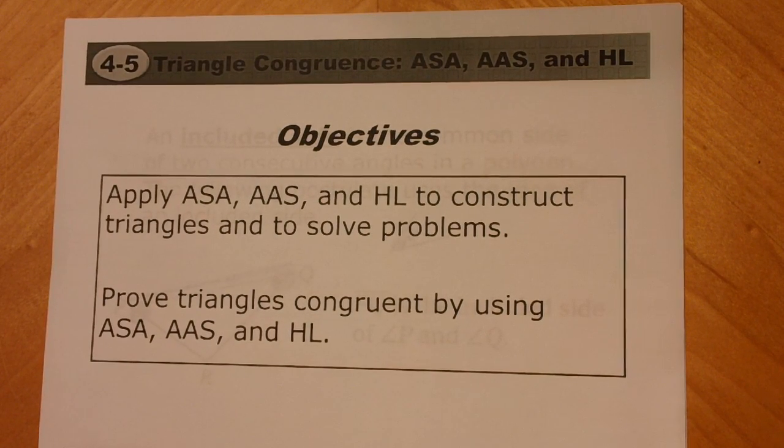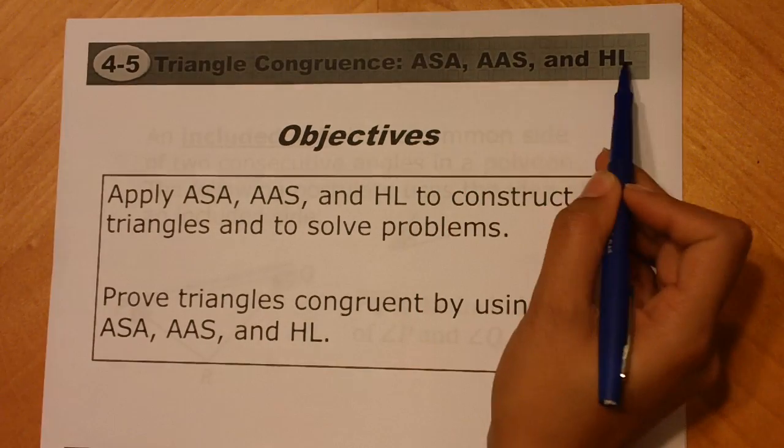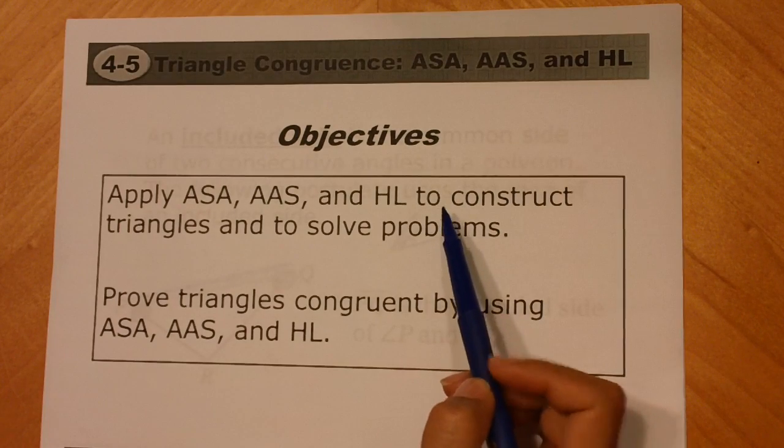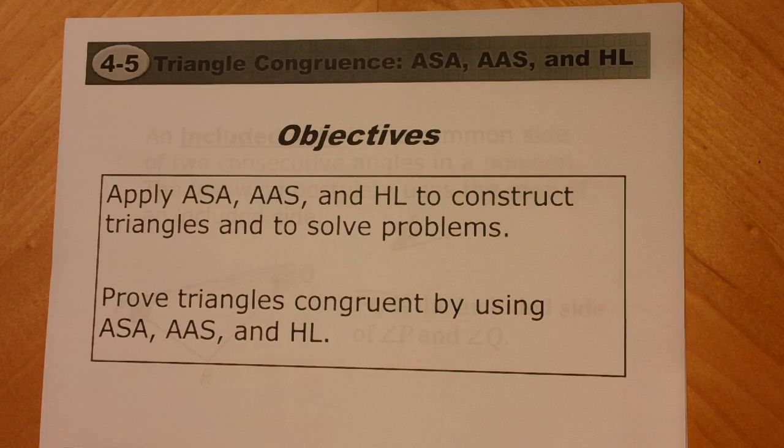This is Chapter 4, Section 5, Triangle Congruence. We have three different methods that we're going to be using: angle, side, angle; angle, angle, side; and hypotenuse leg. Your objective is to apply these three postulates and theorems to solve problems and to prove triangles congruent.